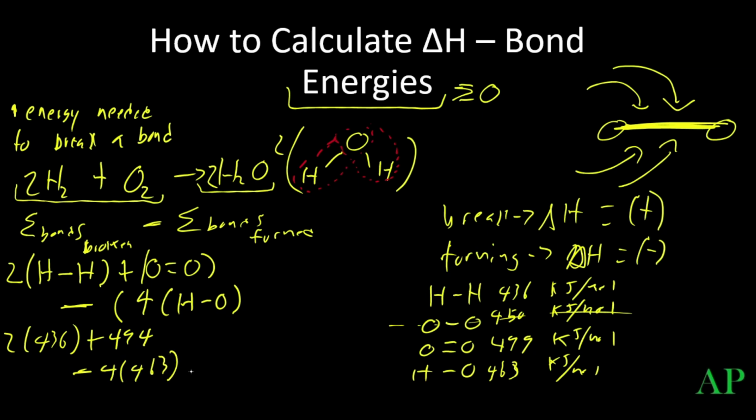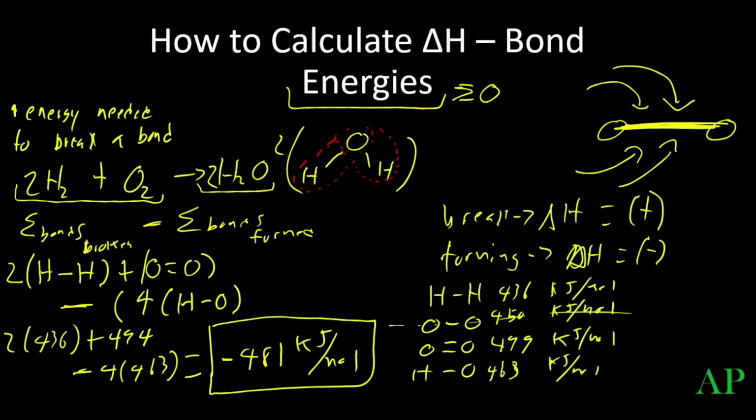When you put this into your calculator, you get negative 481 kilojoules per mole. The change in enthalpy would be negative 481 for the formation of water. Again, this was very similar to the answer we got last time, which was negative 484, and they should be relatively close to each other because we're finding the same thing, just in a different way.